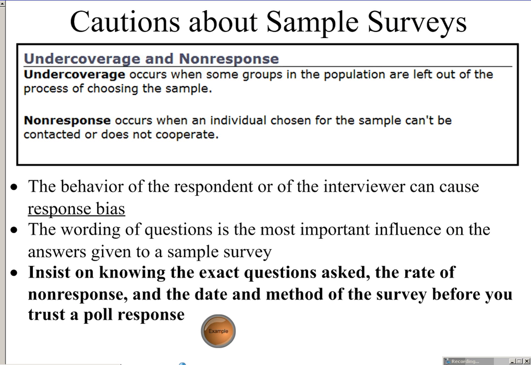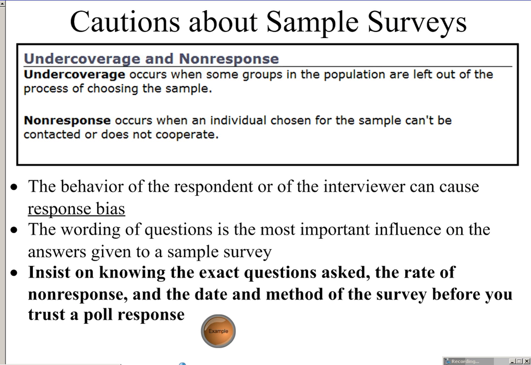If I seem to be suggesting an answer to a certain question in the way that I ask it, that is an example of response bias. The wording of questions is the most important influence on the answers given to a sample survey.